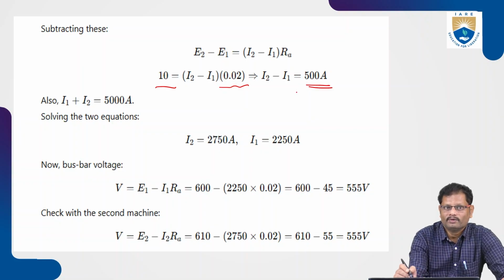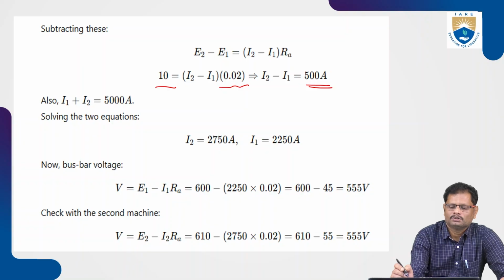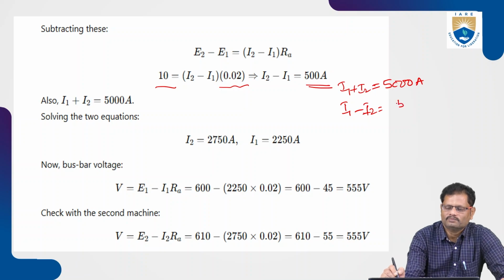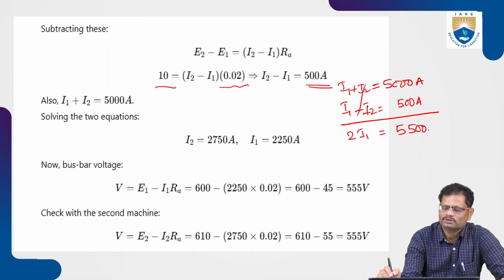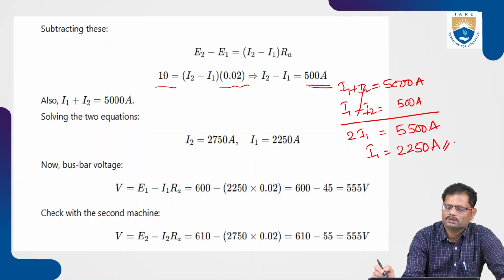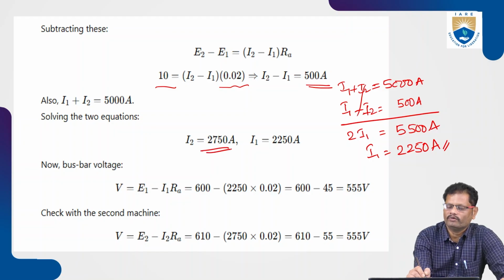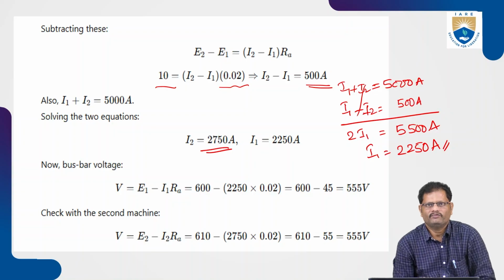Also given, I1 plus I2 equals 5000 amps. We have I2 minus I1 equal to 500 amps. So 2 I2 equals 5500 amps, I2 equals 5500 by 2, which is nothing but 2750 amps. So if I2 equals 2750 amps, easily we can calculate the remaining I1 value as 2250 amps.